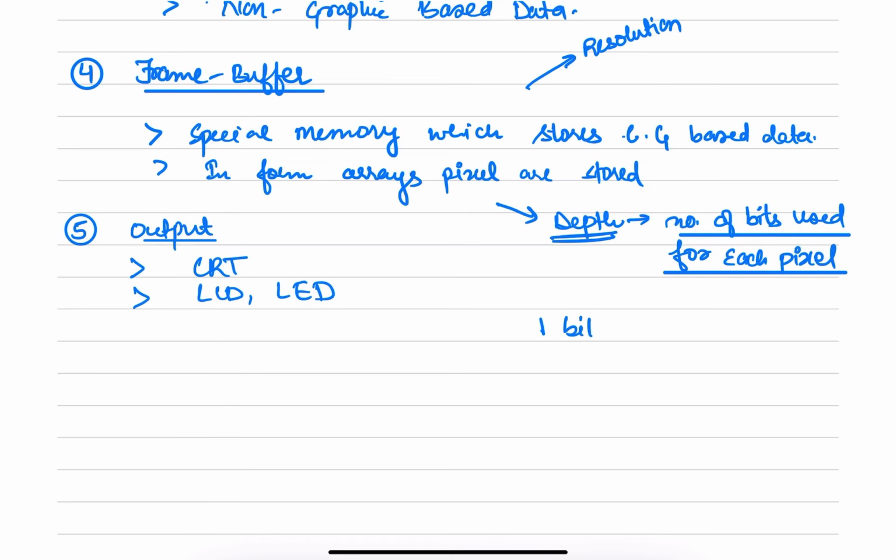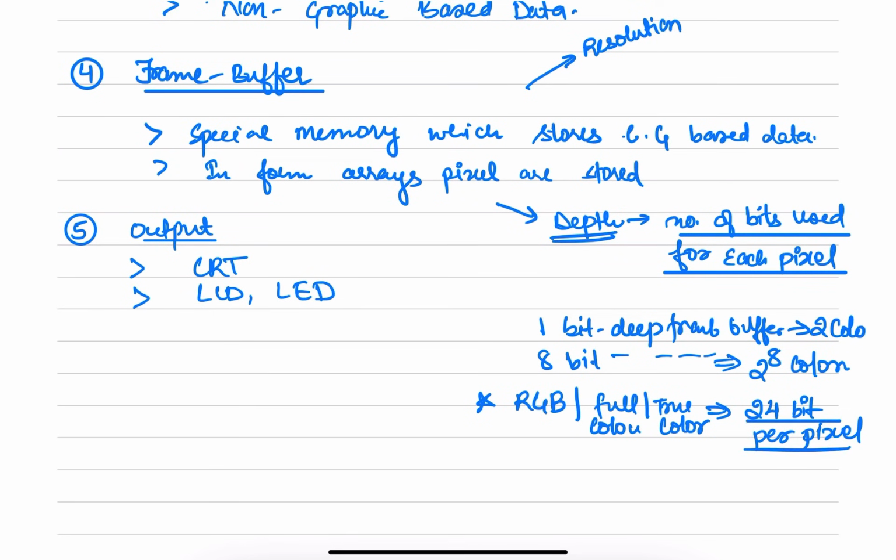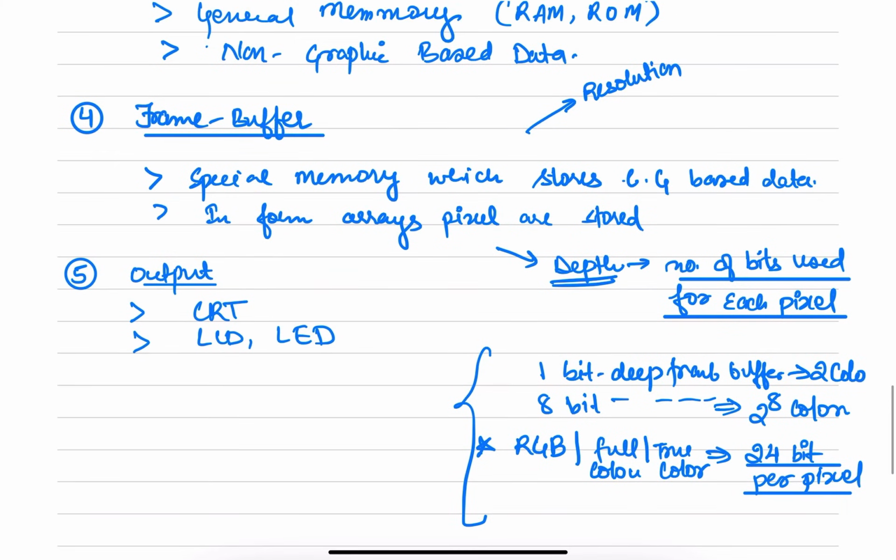A one-bit deep frame buffer, if you say, contains two colors, right? So what if I say an 8-bit frame buffer, how many colors will it have? It will have 2 to the power 8 colors. And there is a standard term called RGB, true color, or full color, which is 24 bits per pixel. If you have 24 bits per pixel, we say it's RGB or full color. That's just information I'm giving you, it's not required.